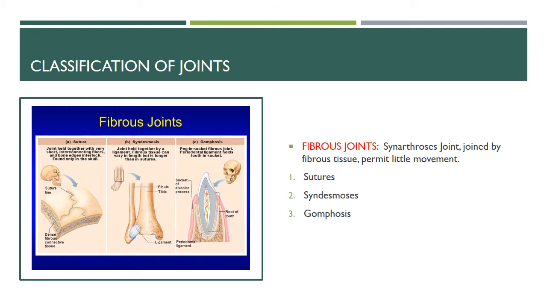Sutures are the connections between the bones of your skull. Then syndesmosis are joints found between parallel bones such as the tibia and fibula. Gomphosis joint anchors the root of a tooth into its bony socket within the maxillary bone or mandible bone of the skull. It is also known as peg in socket fibrous joint.